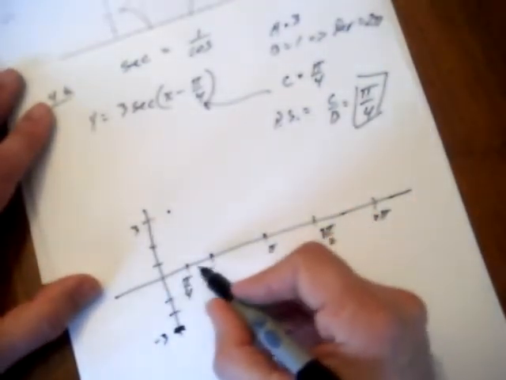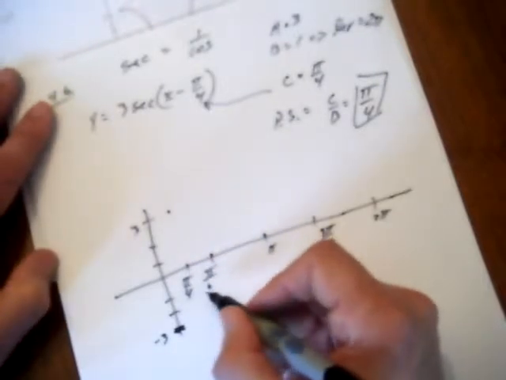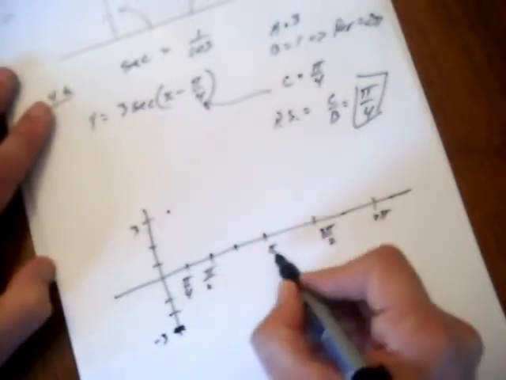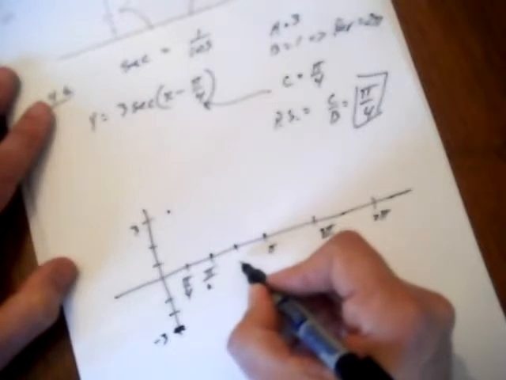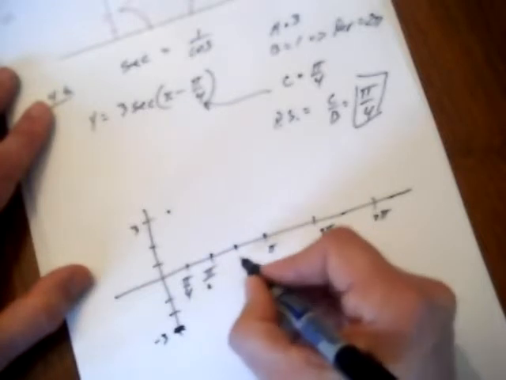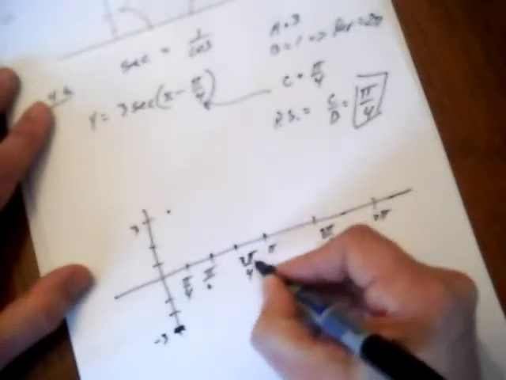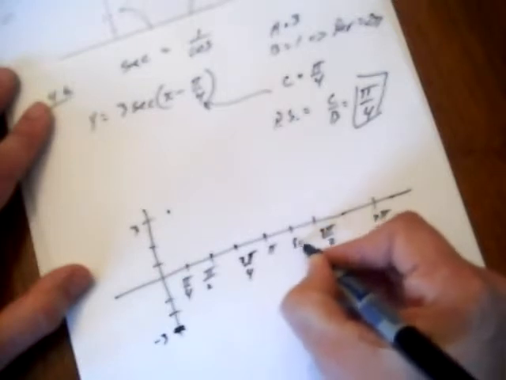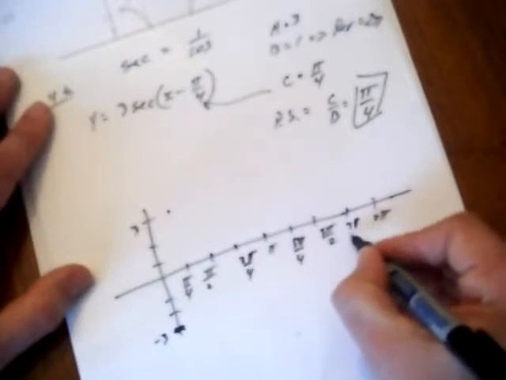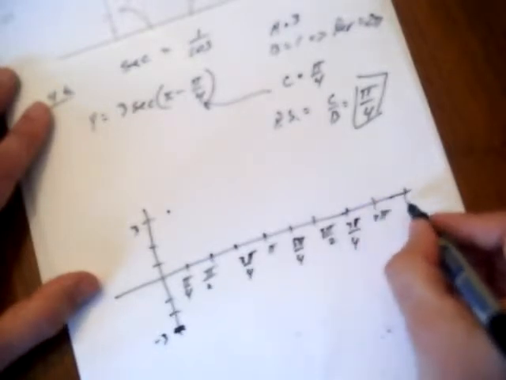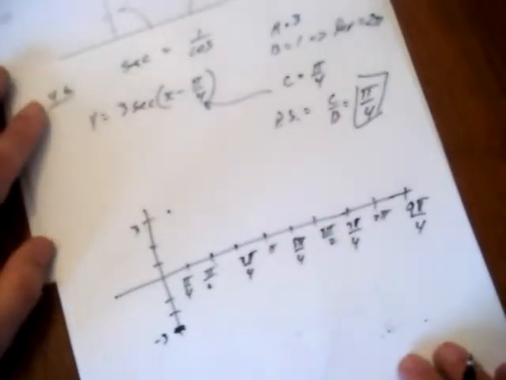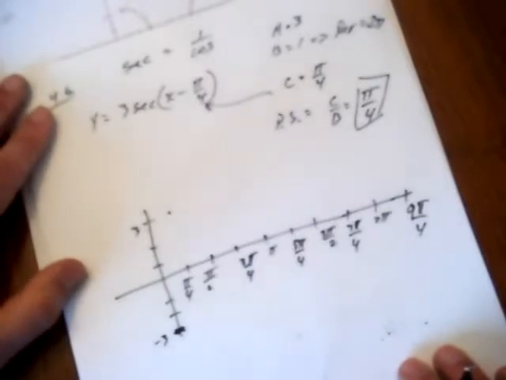Okay, let me go through this. It's going to go through this point. We go in steps of quarters, so this is pi over 4, 3 pi over 4, 5 pi over 4, 7 pi over 4, 9 pi over 4. I know it's getting very, very busy here, but unfortunately you've got to do that.